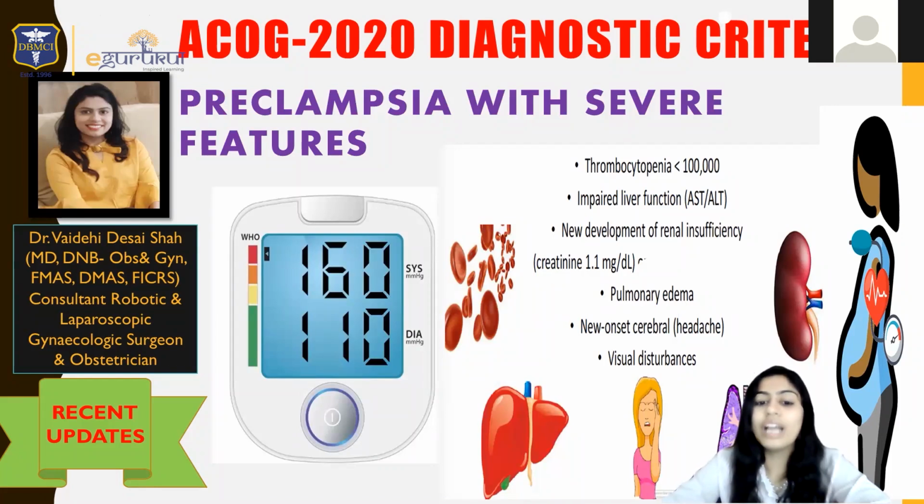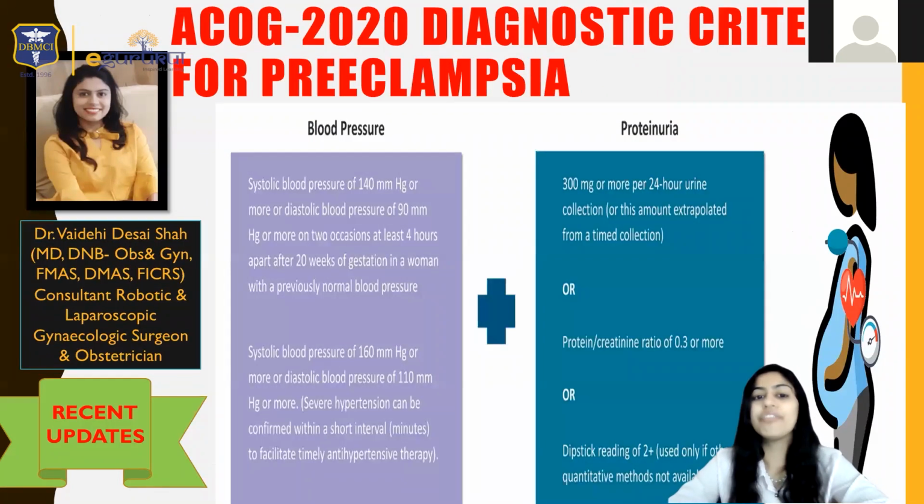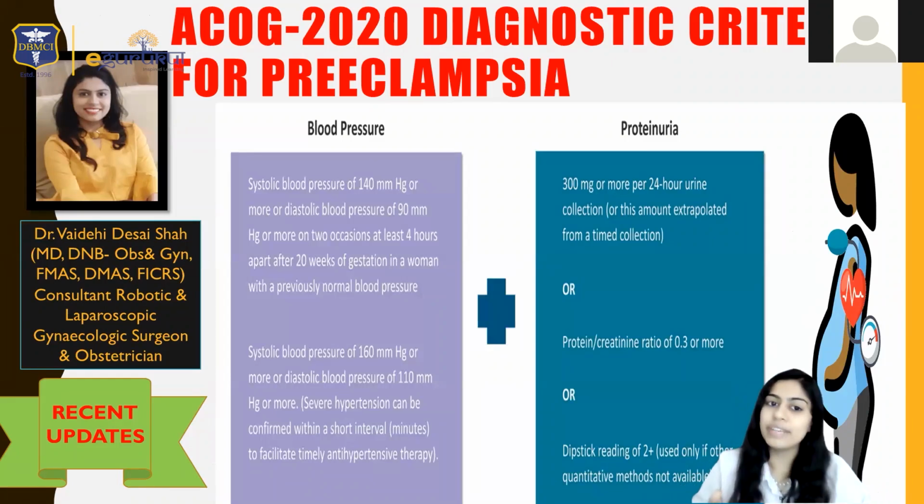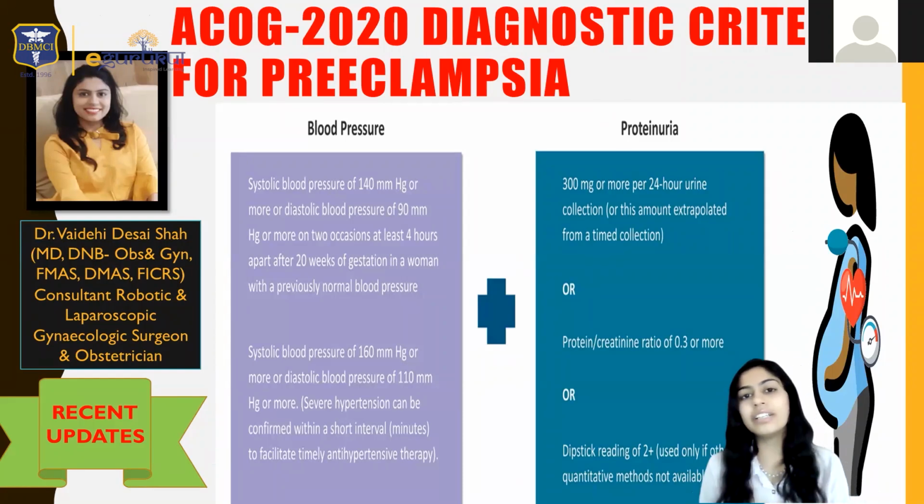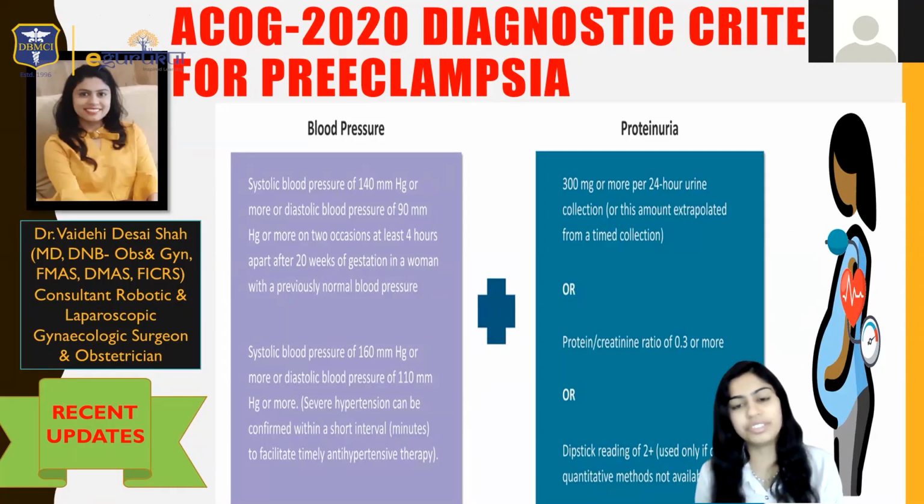All right. So now let us talk about two different types of preeclampsia. According to the ACOG 2020, there are two types of preeclampsia. One is preeclampsia without severe features, and another is preeclampsia with severe features.